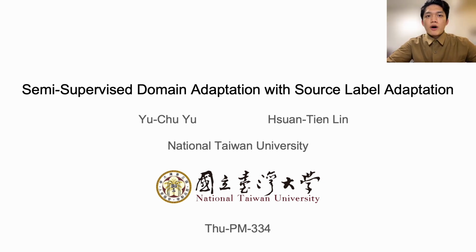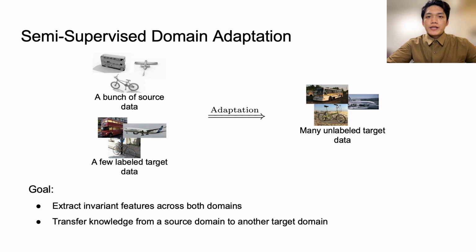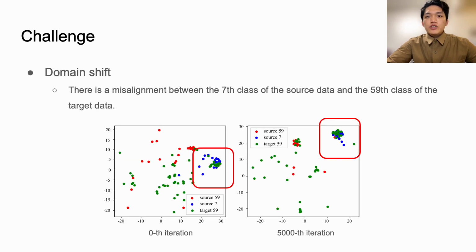Today I'm going to talk about my work, Semi-Supervised Domain Adaptation with Source Label Adaptation. In Semi-Supervised Domain Adaptation, we leverage data from the source and target domains to extract invariant features across both domains. However, training the model directly with source and labeled target data may suffer from the domain shift issue. In this case, the 7th class in the source data misaligns with the 59th class in the target data.